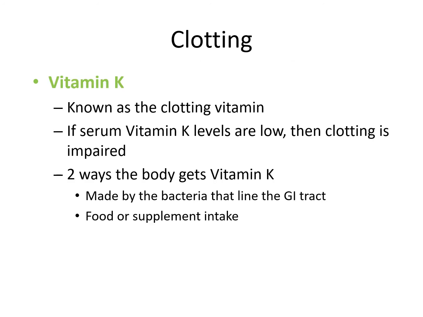Again, we talked about vitamin K, and we know that it's involved in clotting. And so if serum vitamin K levels are low, then clotting is impaired. Now there's two different ways we can get vitamin K. We can get it from foods and supplements. So it's typically from leafy greens. This is going to be your kale, your collard greens, your mustard greens, your spinach, etc.